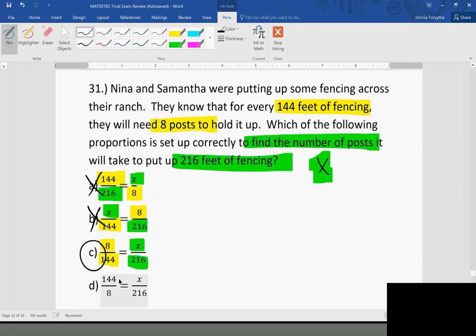So even though this is 144 over 8, which is going to be yellow over yellow, it's equal to X over 216. So basically, this is going to be posts over feet. This last one is not posts over feet. The first one is feet over posts, and the second one is posts over feet. So that's why that one's not going to work. So the answer here will be C. Okay? So you want to make sure your proportion units line up across each ratio.